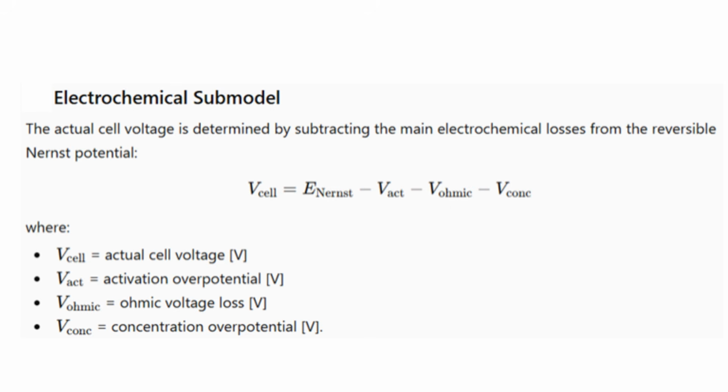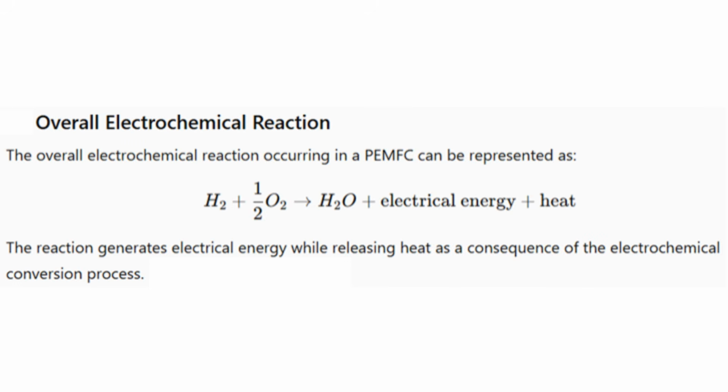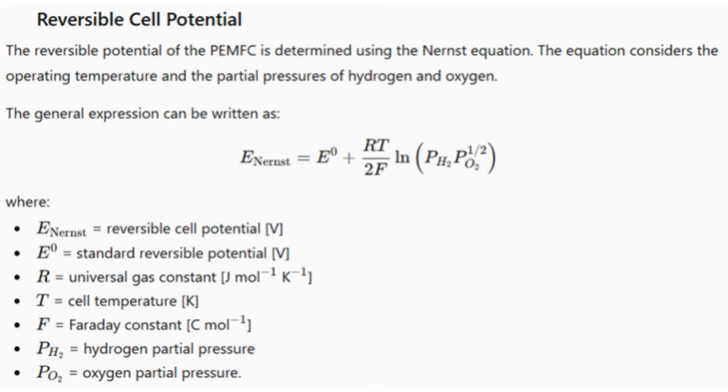Electrochemical principles. We will now briefly explain the electrochemical operation of the PEMFC. The overall cell reaction can be expressed as, in general terms, hydrogen and oxygen react to produce water, simultaneously generating electrical energy and heat. The Nernst equation is used to determine the cell's reversible potential. In this model, the equation primarily takes into account the temperature and the partial pressures of hydrogen and oxygen.